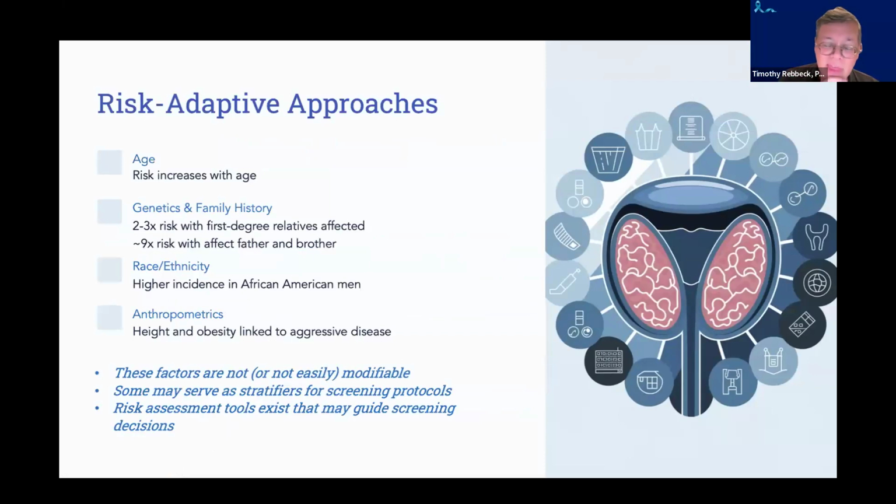And so you heard a little bit about that in Dr. Wender's presentation, where we're thinking about how to maximize the benefit and minimize the harms by thinking about the use of these tools by age, by genetics or family history, by race or ethnicity, by anthropometrics. Some of these factors aren't easily modifiable, but they may serve as stratifiers in screening protocols. Risk assessment tools exist that may help guide screening decisions, but we need better and more user-friendly tools to really make the most of these approaches.